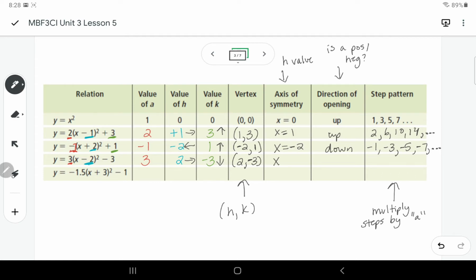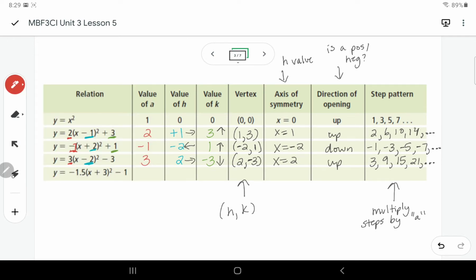So just remember, we're changing the direction left-right by changing that sign on the H value. The axis of symmetry is always just the H value, and the direction of opening comes from the sign of A. So if A is positive, it's opening up. Then we multiply the original step pattern of 1, 3, 5, 7, by A. So 1 times 3 is 3. 3 times 3 is 9. 5 times 3 is 15, and 7 times 3 is 21. So this step pattern would get pretty big pretty quick. You would go very high up on your graph with that A value of 3.